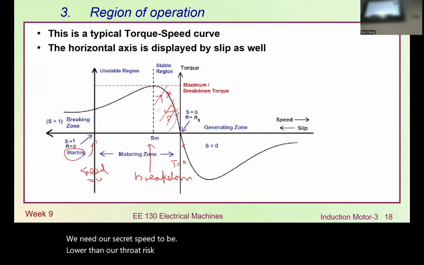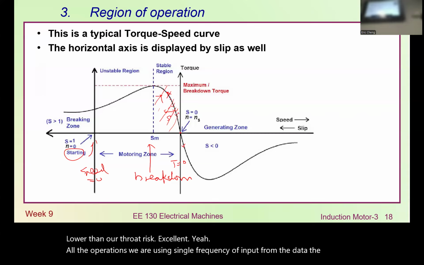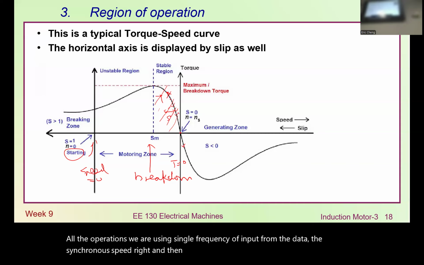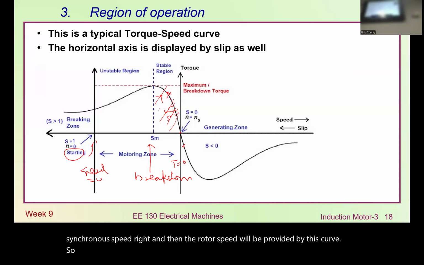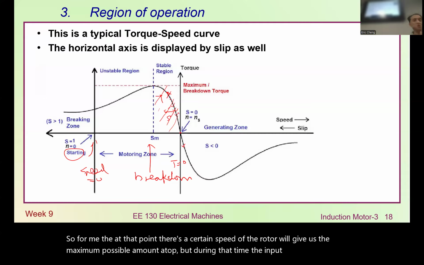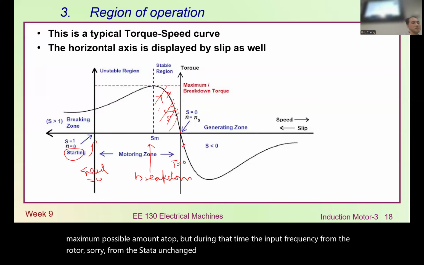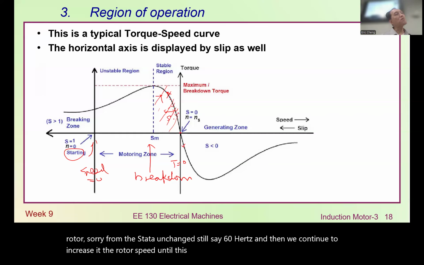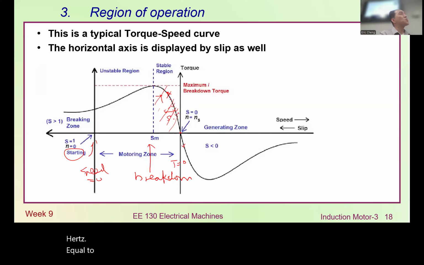Excellent. Okay. All the operation, we are using single frequency of input from the stator. That's the synchronous speed, right? And then the rotor speed will be provided by this curve. So at a certain speed of the rotor will give us the maximum possible amount of torque. But during that time, the input frequency from the stator is unchanged, still say 60 Hz. And then we continue to increase the rotor speed until this point, then the rotor frequency will equal 60 Hz, equal to synchronous. Then there's no induction.